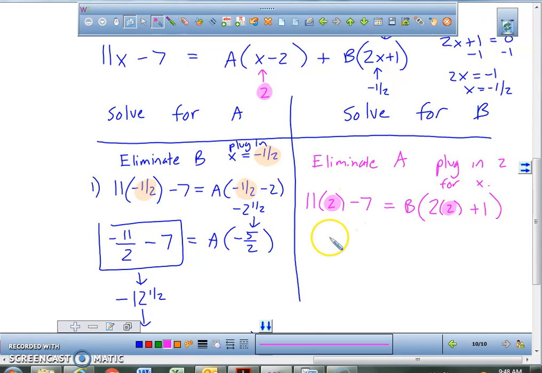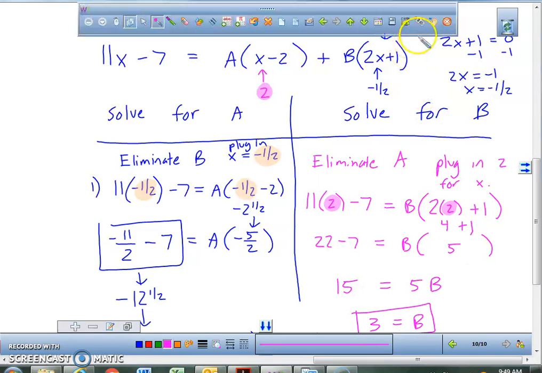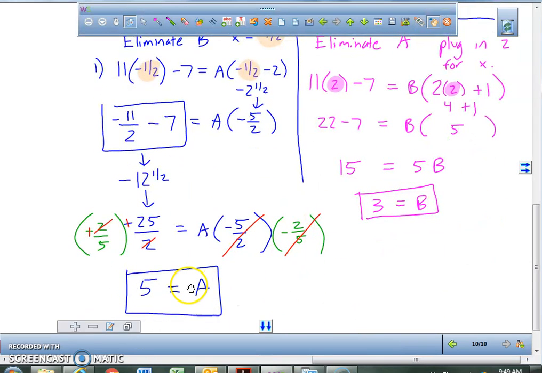All right, 11 times 2 is 22, minus 7. 2 times 2 is 4. 4 plus 1 is 5. Okay? What's 22 minus 7? 15. 15 equals 5 times b, and automatically we can see that b is equal to 3 if you divide both sides by 5. Now, we solved for a, we solved for b.